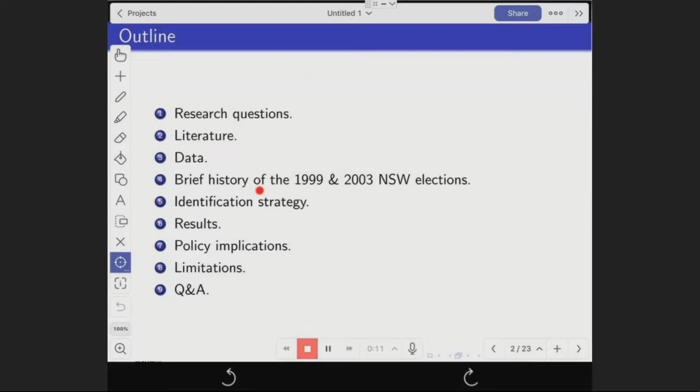I'll describe very briefly the run-up to the 1999 and the 2003 New South Wales elections. You'll see why it's relevant soon. Then I'll go through the identification strategy. That's kind of like the design or the statistical approach. Then I'm going to cover the results. I'll talk about the policy implications, limitations, and there'll be time for Q&A. Also, there is a bit of a lag, it looks like, so bear with me.